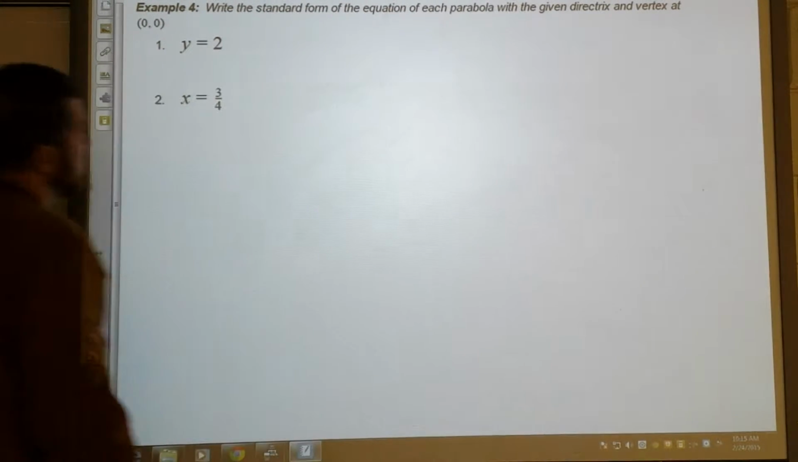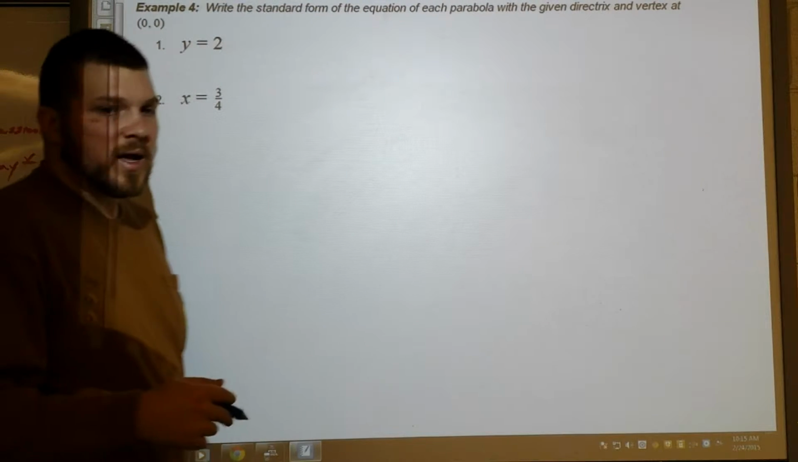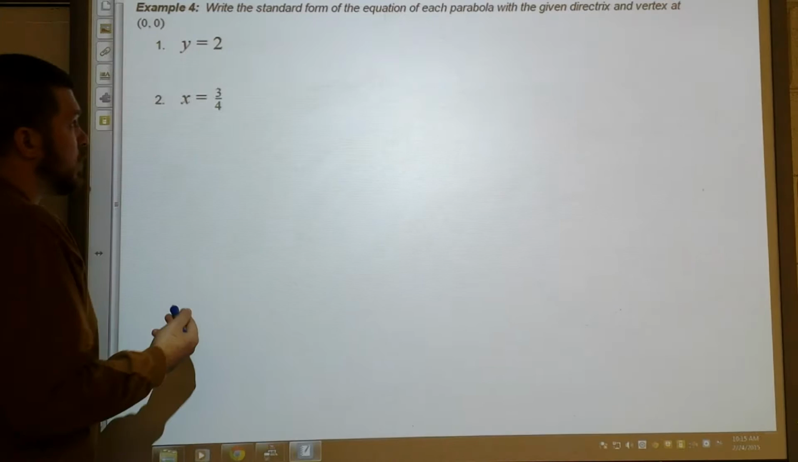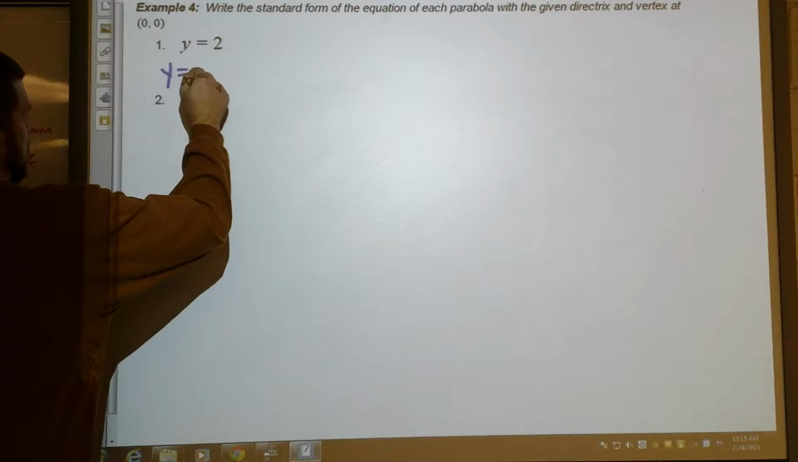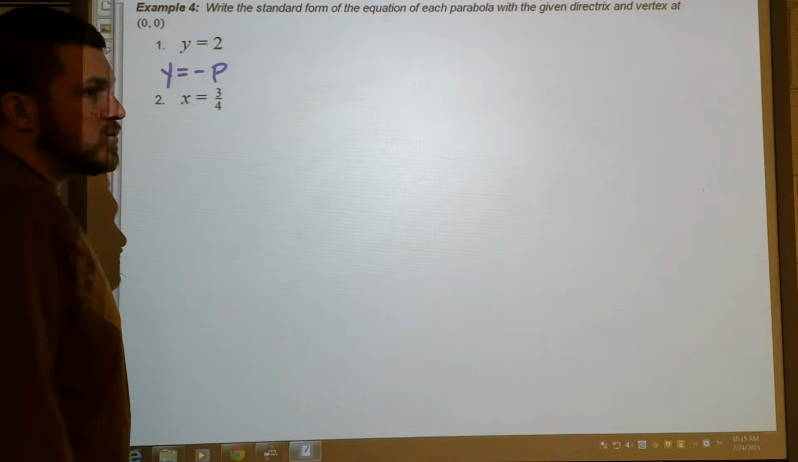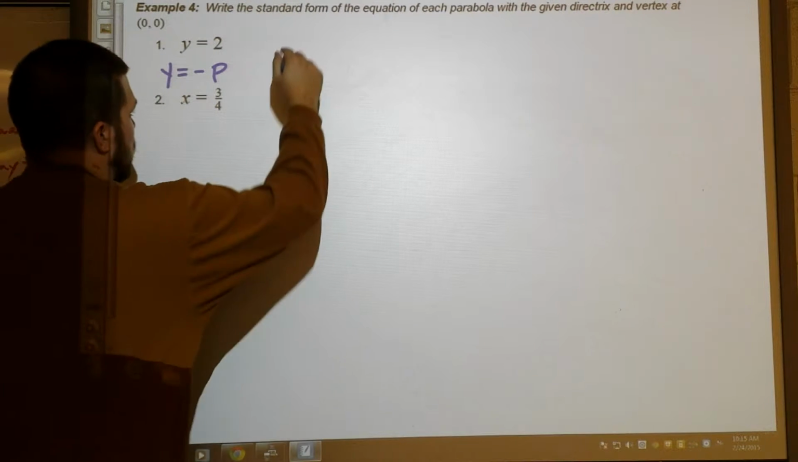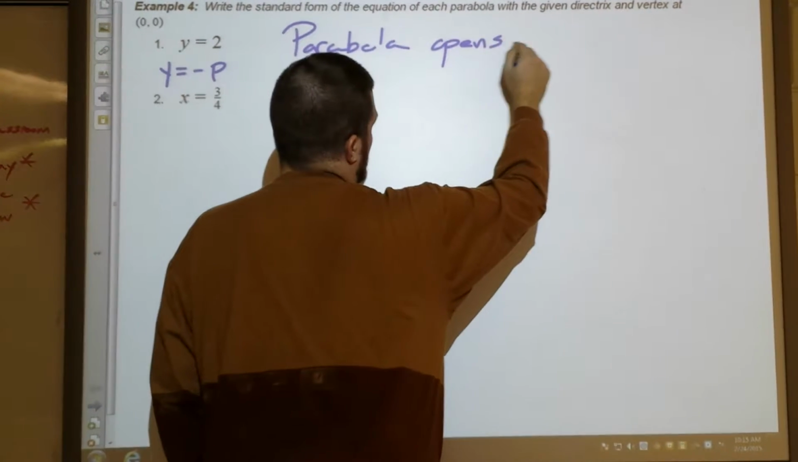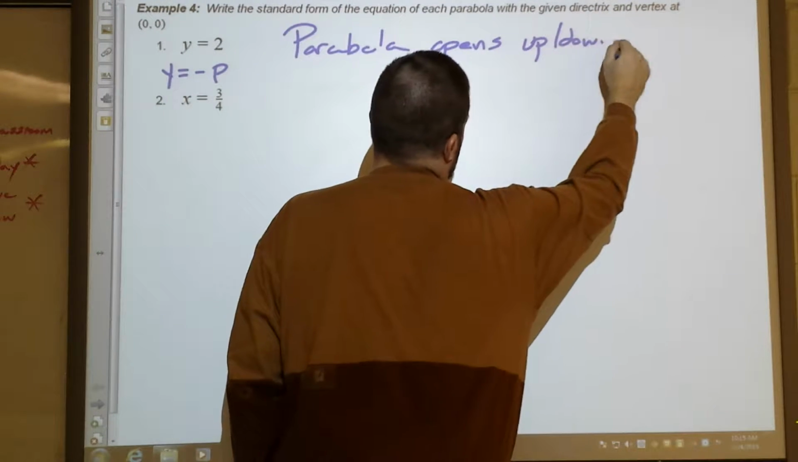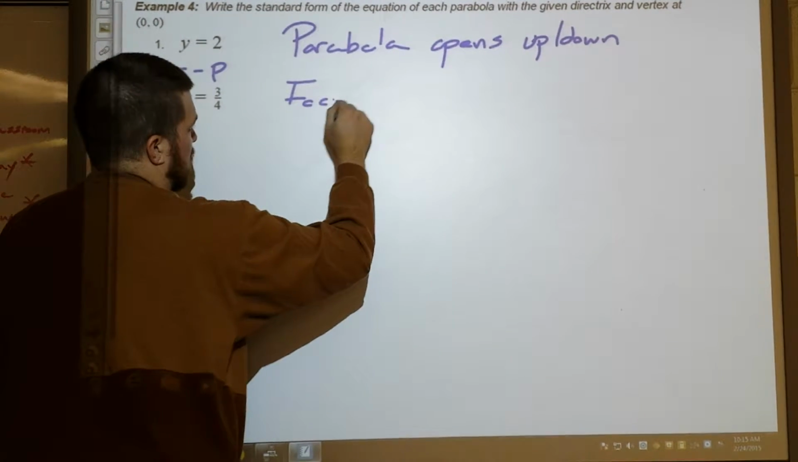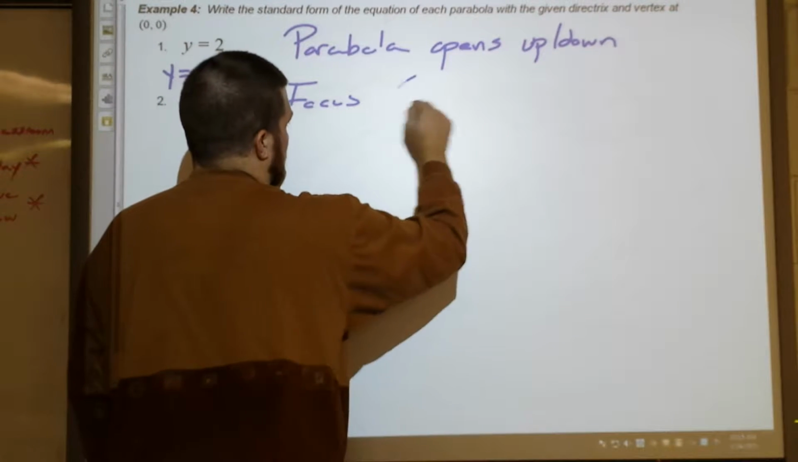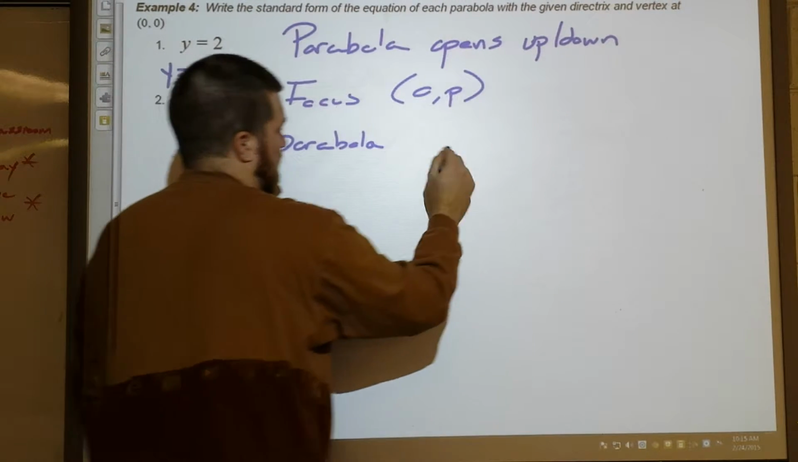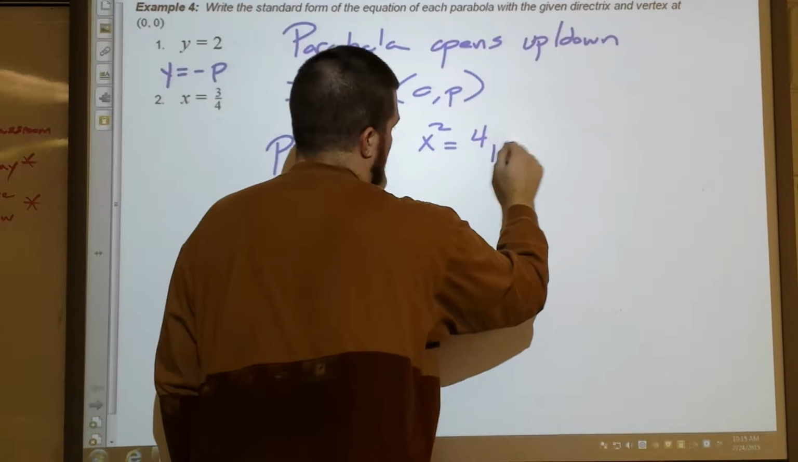Okay, so we're doing problem 1 first. In problem 1, we're told that the directrix is y equals 2. So I'm going to flip back to where it was talking about parabolas. I know the vertex is at 0, 0, and see where is the directrix y equals. So I had a rule that says y equals negative p, and if it was y equals negative p for my directrix, then the parabola opens up and down. And the focus was at 0, p, and the actual parabola itself had an equation of x squared equals 4py.